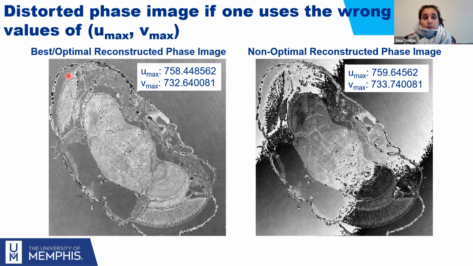Yeah, there are a couple of phase distortions here, but that's related to the edges of the sample. But if you see, for example, on the right side, we have distortions due to the incorrect use of the Umax and Vmax values, and it's roughly 1 pixel off. So definitely we want to have that much accuracy to estimate the correct value of Umax and Vmax.